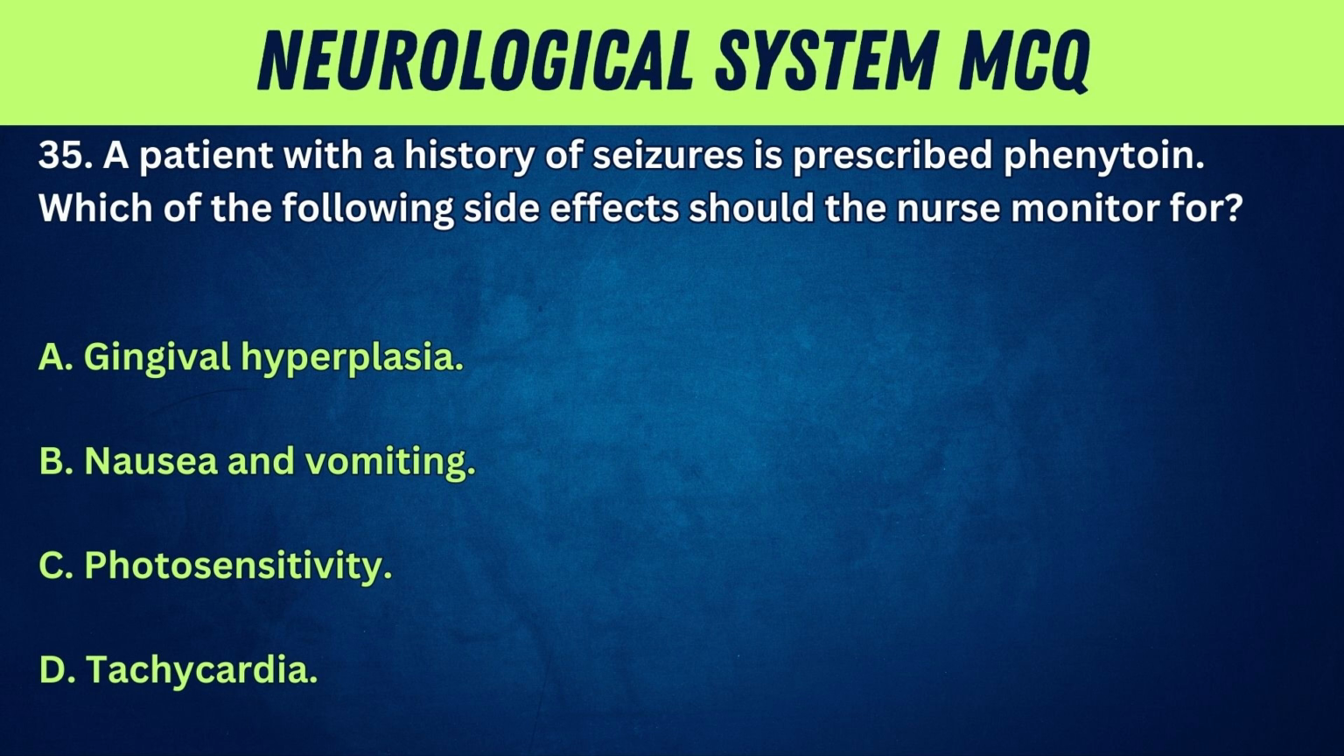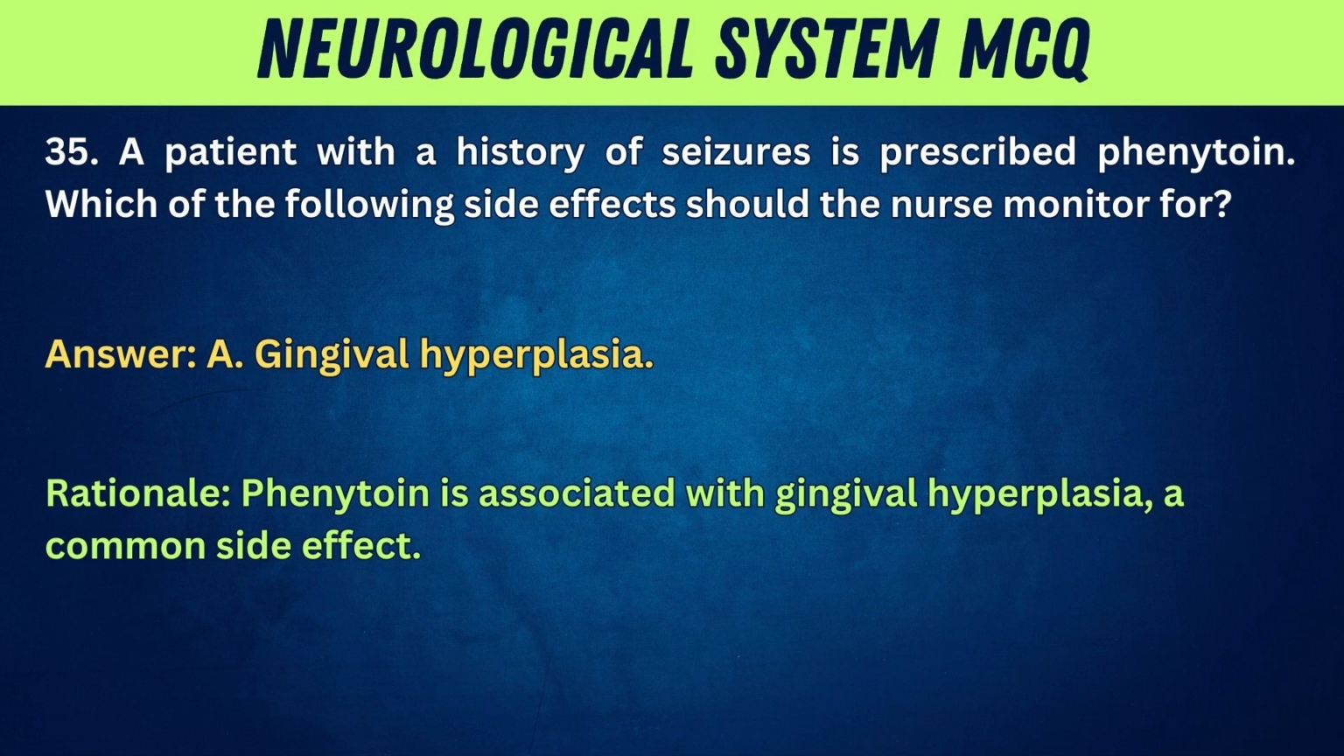35. A patient with a history of seizures is prescribed phenytoin. Which of the following side effects should the nurse monitor for? A. Gingival hyperplasia. B. Nausea and vomiting. C. Photosensitivity. D. Tachycardia. Answer: A. Gingival hyperplasia. Rationale: phenytoin is associated with gingival hyperplasia, a common side effect.